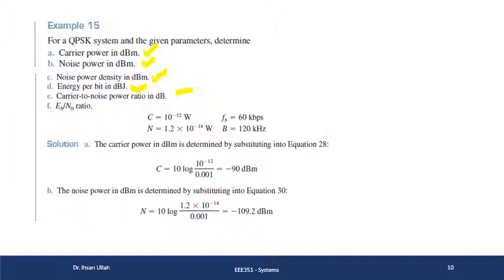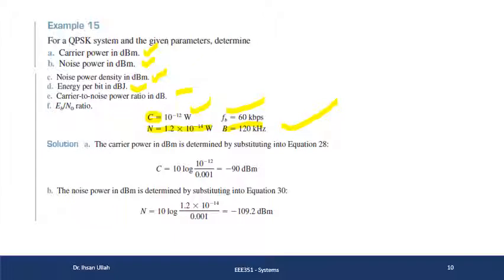तो सबसे पहले आपके पास जो कैरियर पावर है, it is given, ठीक है, कैरियर पावर is equal to 10 to power minus 12 watts. जो बिट रेट है it is 60 kilobits per second. थर्मल नॉइज की पावर है this much, 1.2 into 10 to power minus 14 watts, and the bandwidth is 120 kilohertz. So you have all the known variables here, so you are going to just plug them in the formulas.